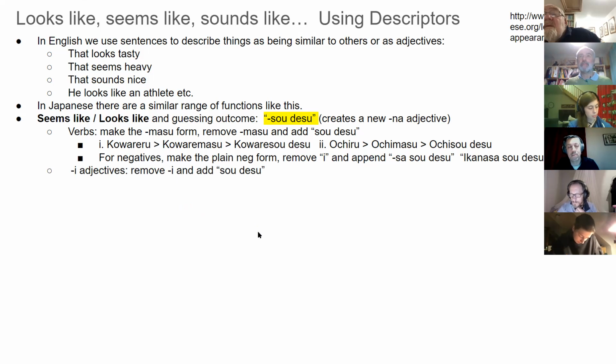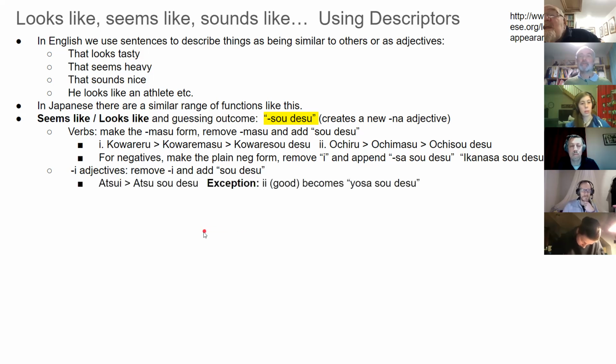For the e adjectives, we simply remove the e and insert sordes. For example, if I want to say it looks hot, I'll start with atsui, remove the e and put sordes, atsu sordes. The only exception with e adjectives is the adjective good, e. And just like all other transformations of e, we have to use yoi and put yos. Don't ask me why. We have to still put sa in there. Yosasordes.